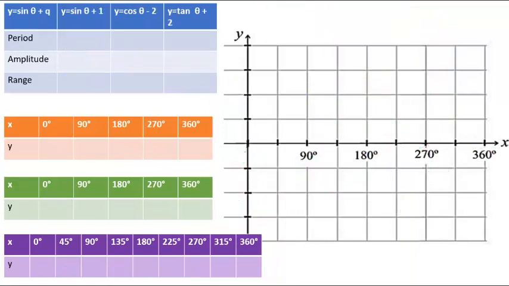Next up, we are going to look at what happens if you have a normal sine cos tan graph, but you add a q at the end.